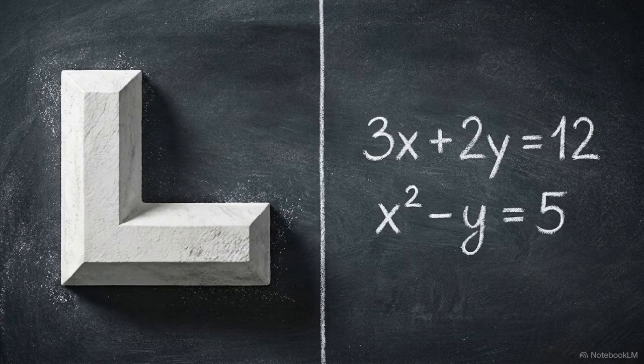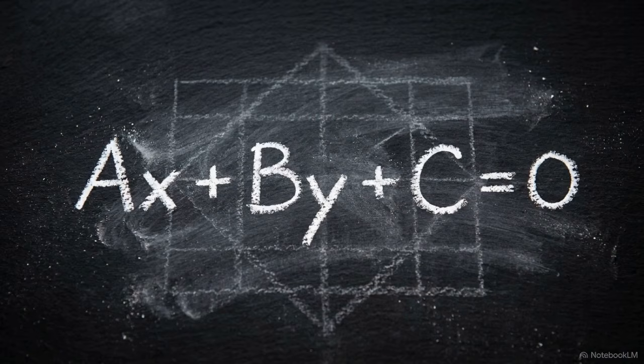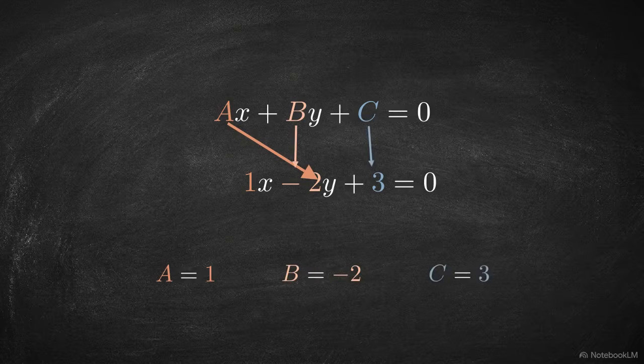To solve this problem, we will translate the visual requirement of a right angle into a set of algebraic steps. The first step is to find the slope of the line we already have. We do this by looking at the general form of the linear equation. By aligning our equation with the general form, we identify the variables. A is 1, B is -2, and C is 3.